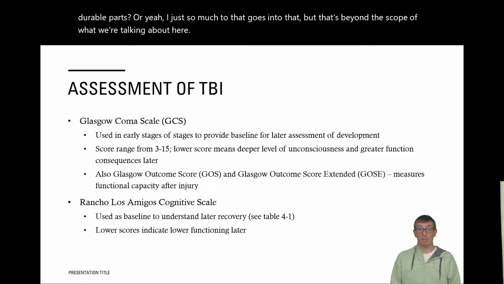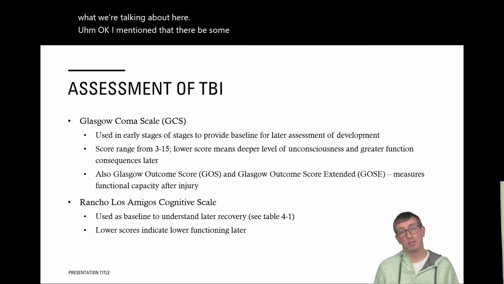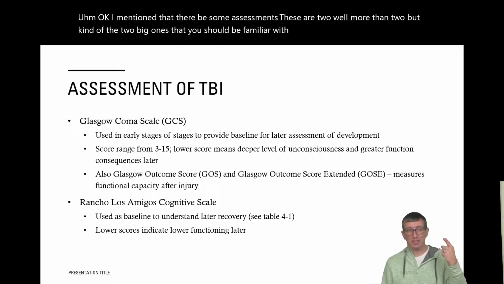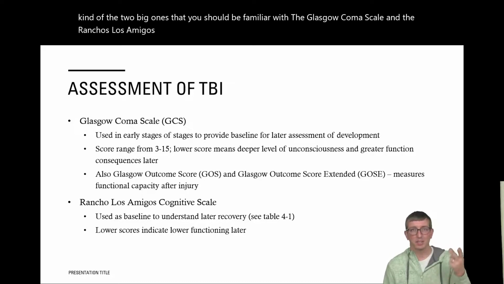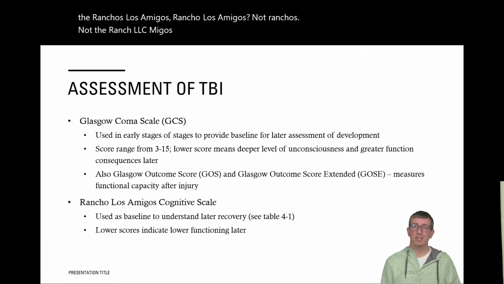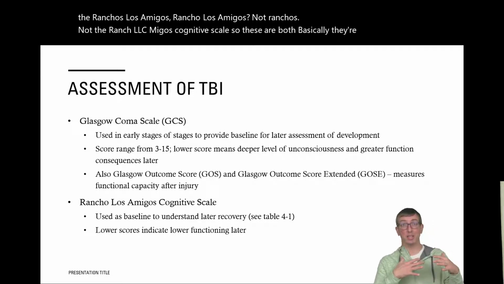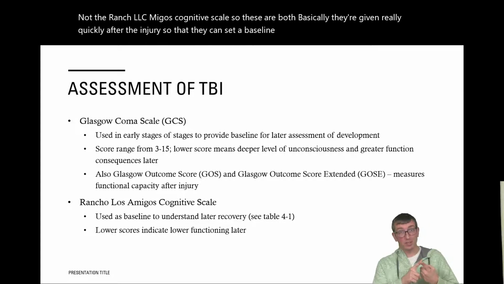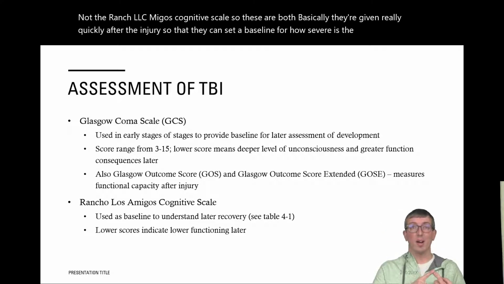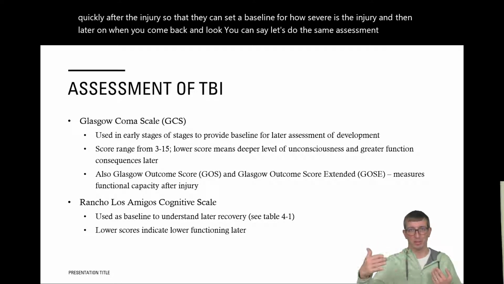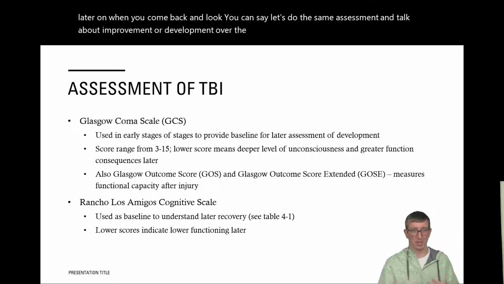Okay, I mentioned that there'd be some assessments. These are two, more than two, but kind of the two big ones that you should be familiar with. The Glasgow Coma Scale and the Rancho Los Amigos, not Ranchos. The Rancho Los Amigos Cognitive Scale. So these are both basically given really quickly after the injury so that they can set a baseline for how severe the injury is. And then later on, when you come back and look, you can do the same assessment and talk about improvement or development over the course of time.